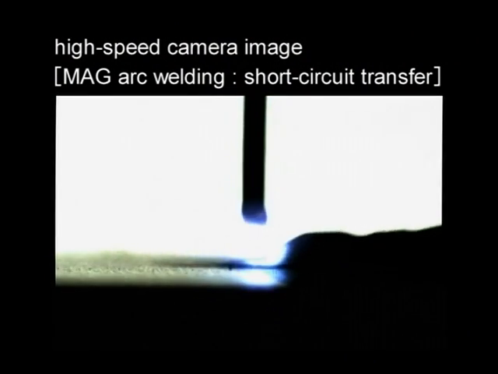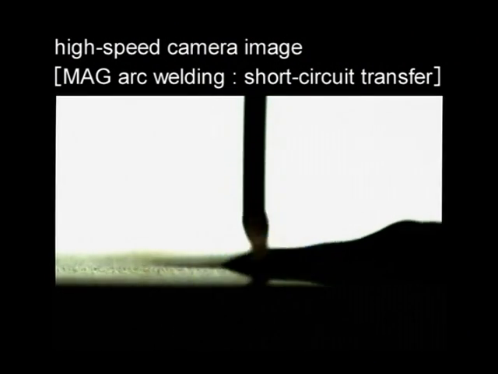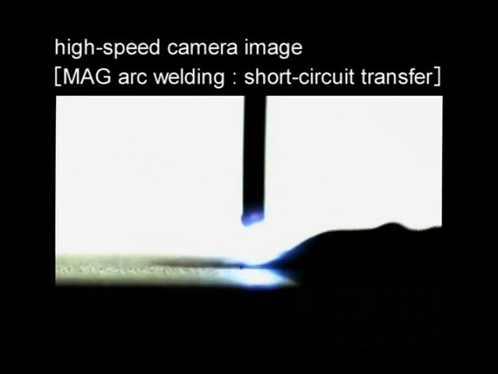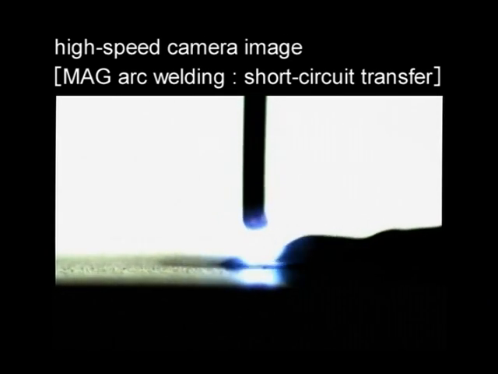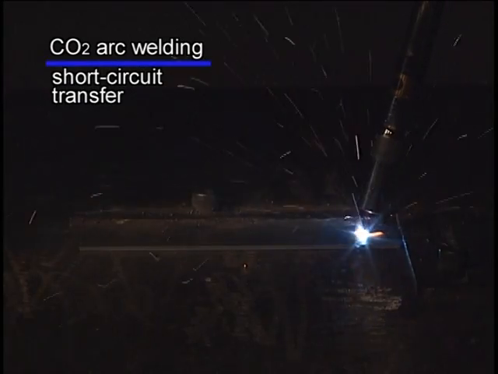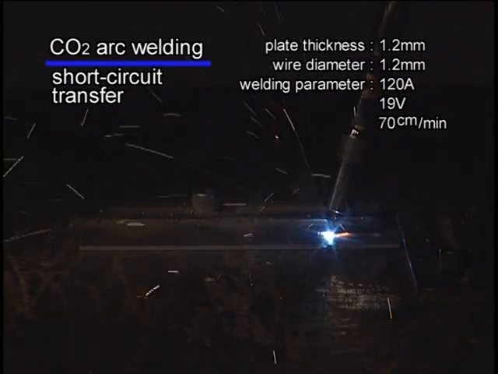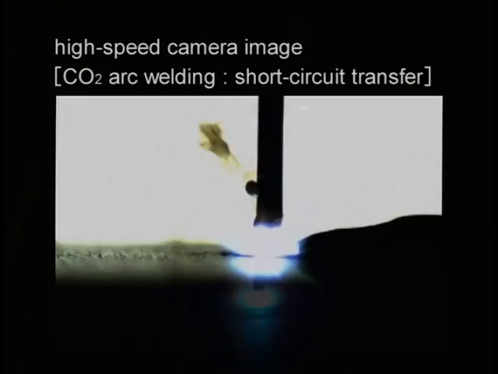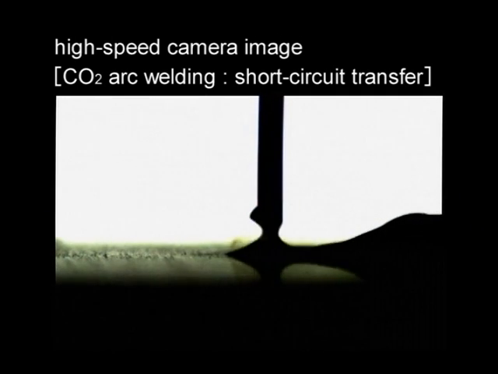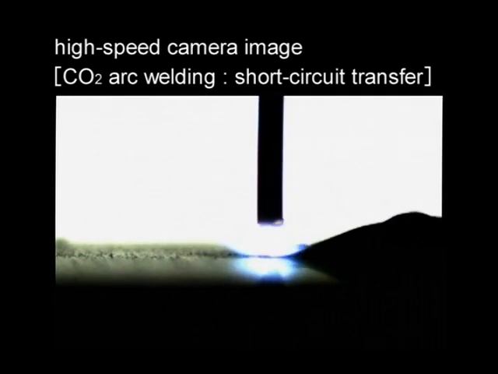The transition from short circuit to arc is smoothly carried out, and so high-quality welding results are obtained with a stable arc and little spatter. This is an example of CO2 welding with the same material thickness. The arc is not as stable when compared to MAG welding, and the amount of spatter is also increased.